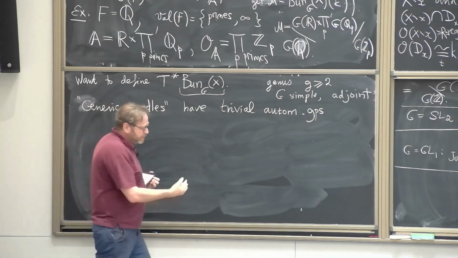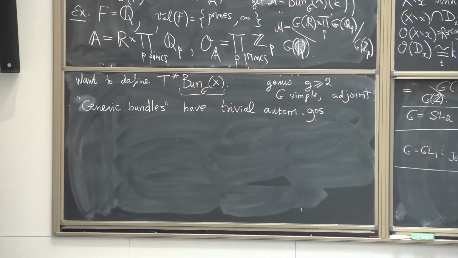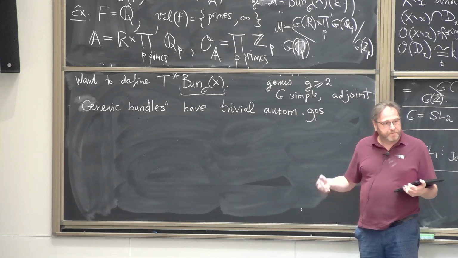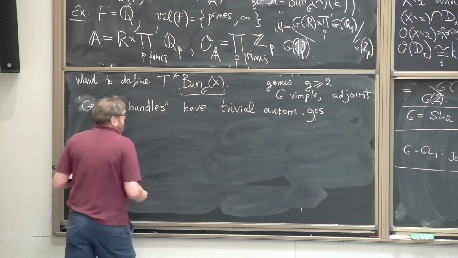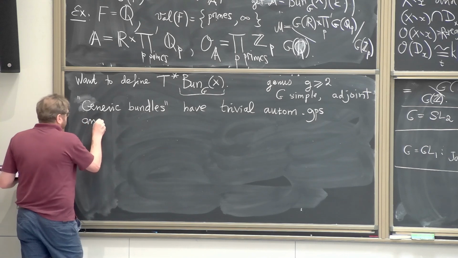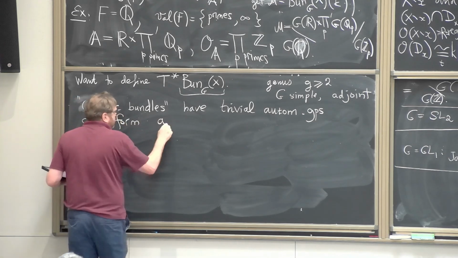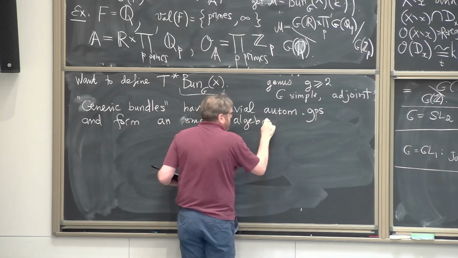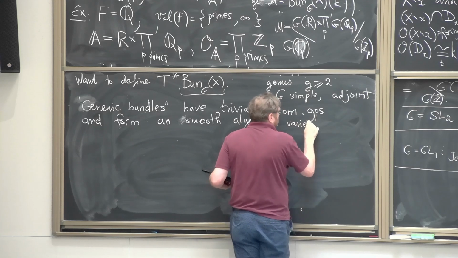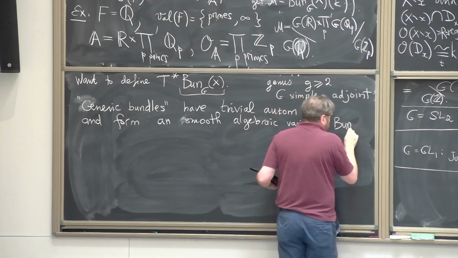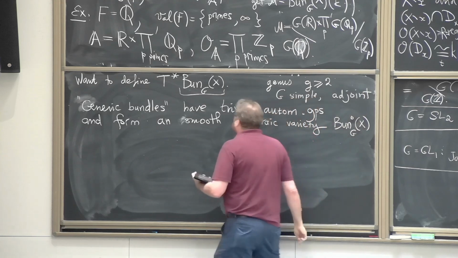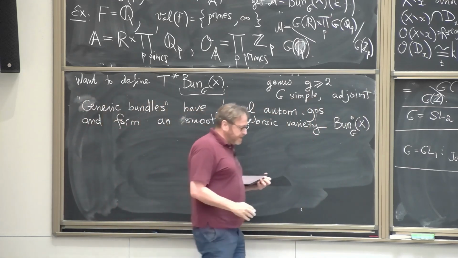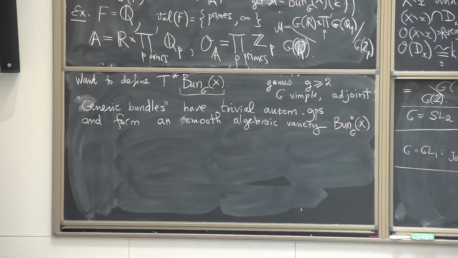So this means that they correspond to a locus where, in this presentation as a quotient of a variety by a group, the group is going to act freely. So stabilizers are trivial, and they form a smooth algebraic variety, Bun_G of X with a circle. So as long as we restrict to some open set, this stack, which is a functor of points, actually is representable by some variety.